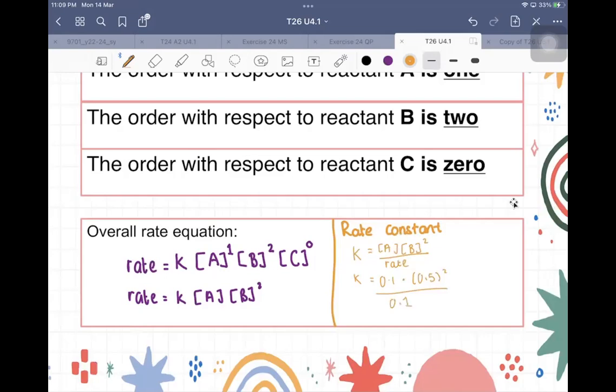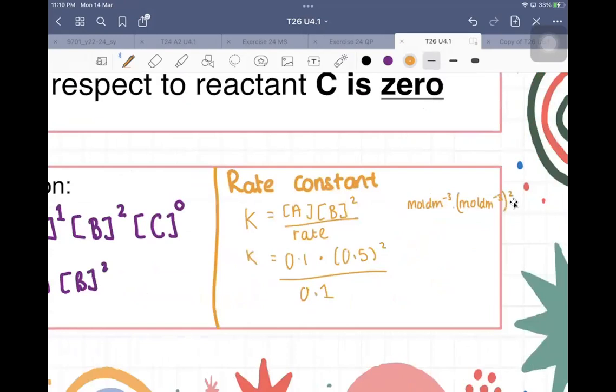To work out the units, you've got mole per dm cube times mole per dm cube squared on top, over rate, which is mole per dm cube per second. And if we cancel this out, we get mole squared dm to the minus 6 s to the minus 1. And then you just have to work out this number.